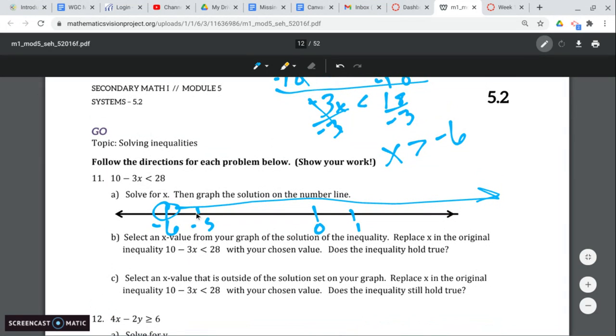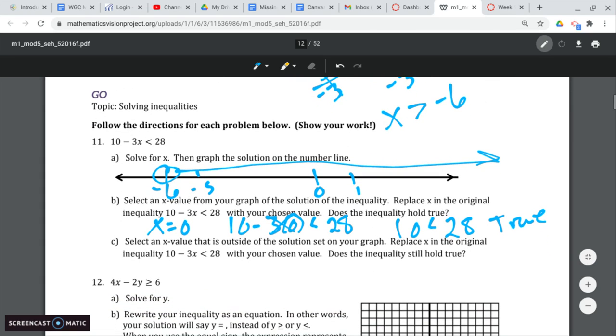So if we pick negative 5, we would have, so let's look at 0. Make it a little more drastic. x equals 0. So that means we have 10 minus 3 times 0 is less than 28. This goes away, so we have 10 is less than 28. Is this true? Yes, this is true.